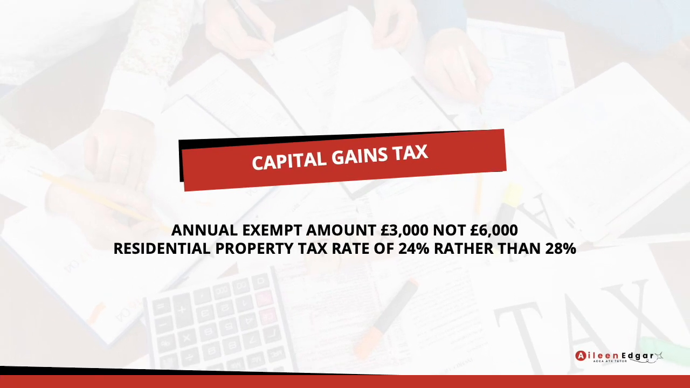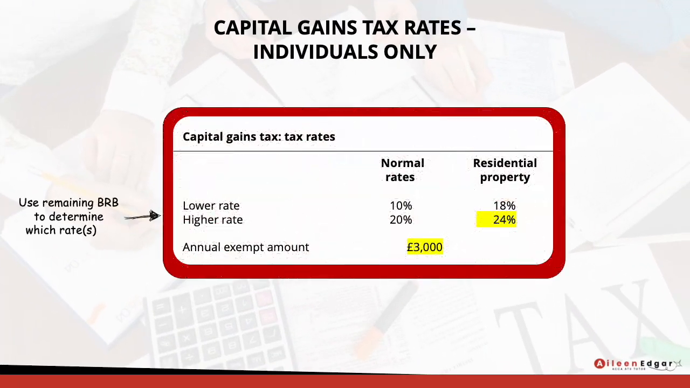A couple of changes in capital gains tax are that the annual exempt amount is now £3,000 rather than £6,000, and the rate for residential property at the higher rate is now 24% rather than 28%. This information is available to you in the tax tables in the exam, and you're not expected to know previous rates.